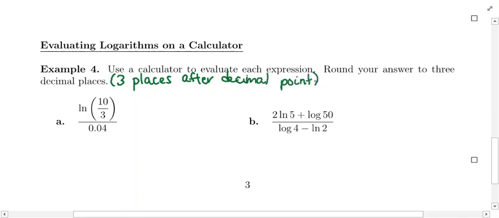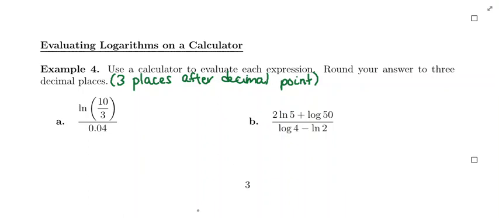All right, so the first thing we're going to do in part A is take the natural log of 10/3. That's the numerator. We're going to divide that quantity by 0.04. 10/3 is what you're taking the logarithm of, so be mindful of that. The 0.04 is not something you're taking the natural log of in any way, shape, or form.